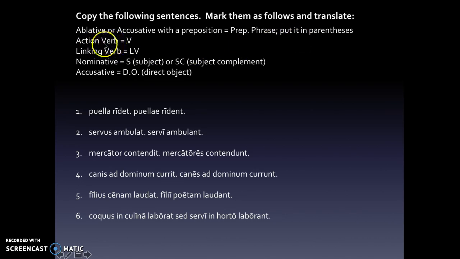If you're looking at an action verb, meaning the verb is performing an action, it's doing something, put a V over it. If it's just a linking verb, put an LV over it. If you're looking at a nominative, it's either your subject or it could be a subject complement, especially if it's after a linking verb. If you have any accusatives left over that are not in a prep phrase, then you're looking at a direct object. So go ahead and pause the video, copy down these 6 sentences, label them, translate them, and then unpause the video and check your work.